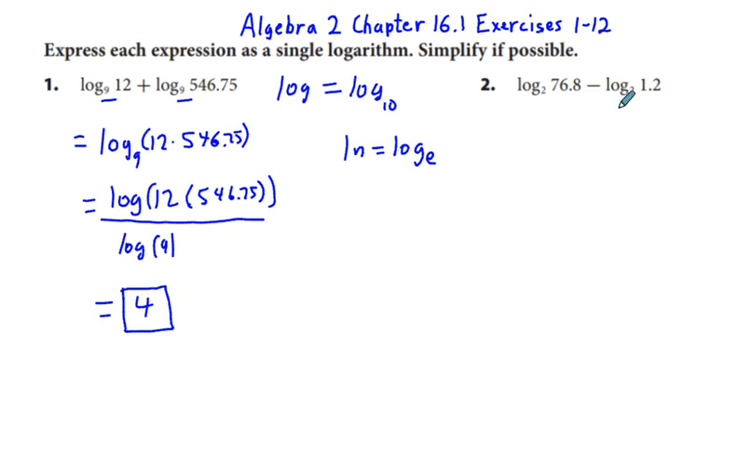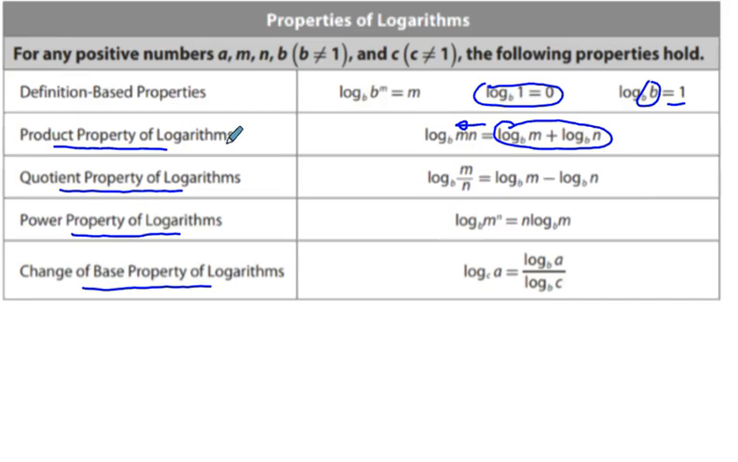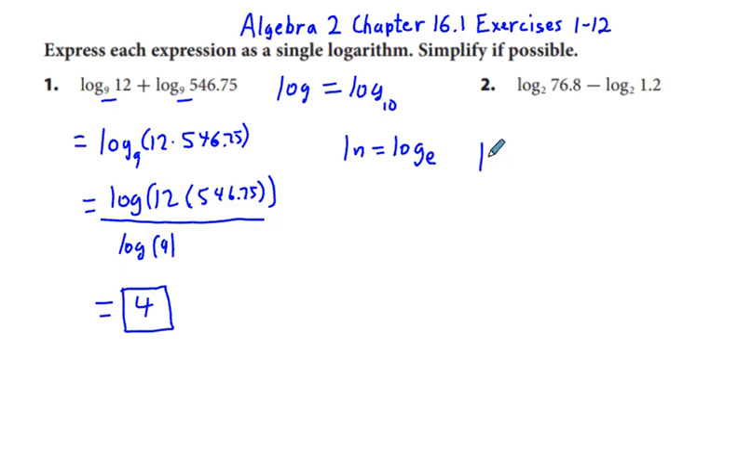Okay, and for problem 2, which I'm not going to do in this exercise set, what we're going to use is the quotient property of logarithms, which is this one here. I'll just write that down. Log of m minus log of n equals log of the quotient of m over n. So that would be the rule used for number 2.